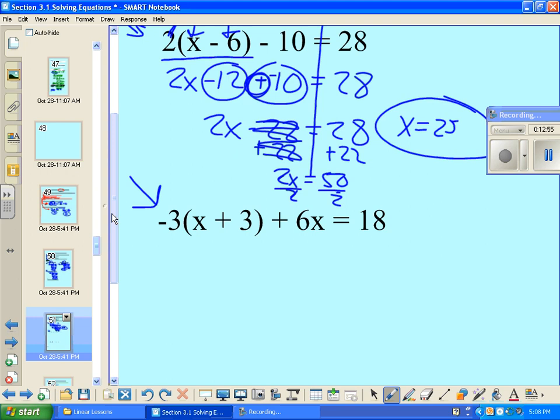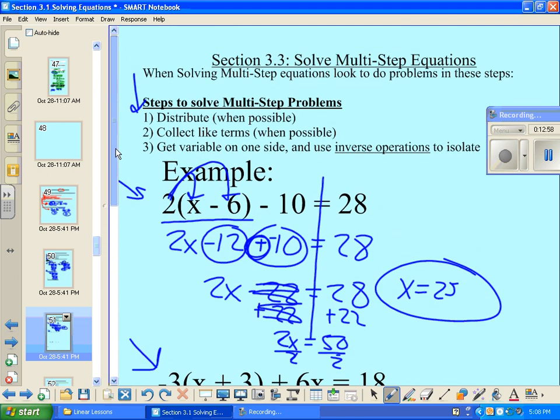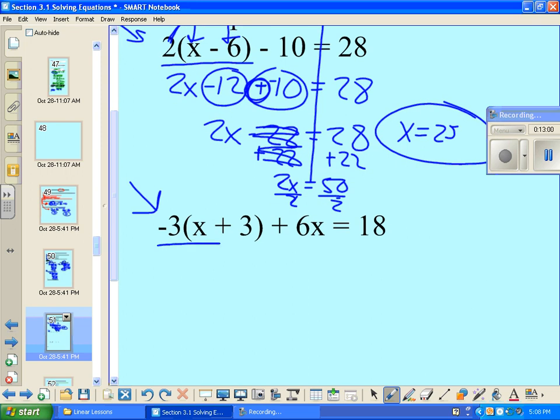So first step, I'm kind of looking up here for a second. My list says distribute first when possible. Right here again in this problem, I can distribute negative 3 times x, negative 3 times 3. Negative 3 times x gives me negative 3x. Negative 3 times 3 gives me negative 9, or again, minus 9. Again, when you have a negative number, it's almost just like you're subtracting it, so I can write that too. Negative 3x minus 9. I still haven't done anything with this plus 6x. I still haven't done anything with this equals 18. So that just comes to the next line with me. And now I have negative 3x minus 9 plus 6x equals 18.